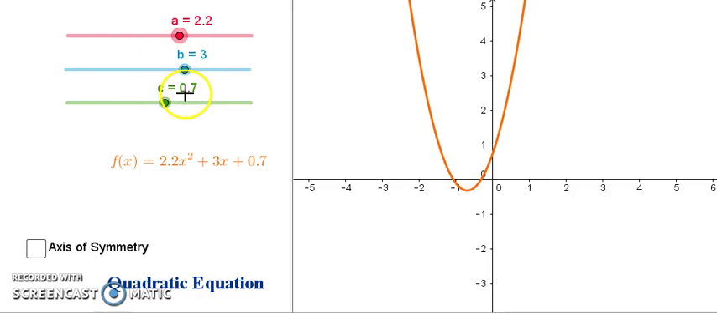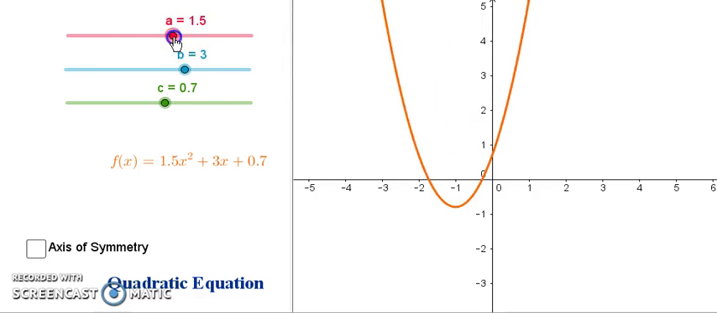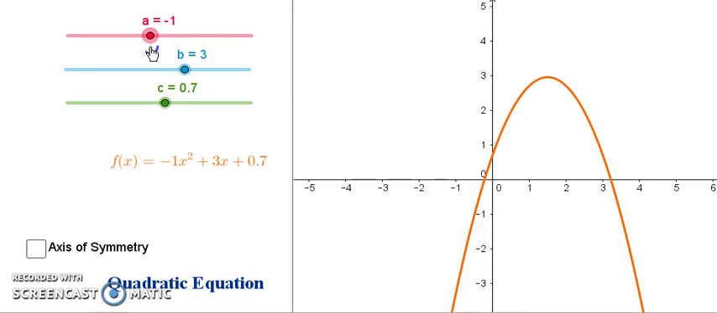And so a quadratic equation has this typical U-shaped curve, which is called a parabola. And the parabola can open upward like this, or it can open downward like this.